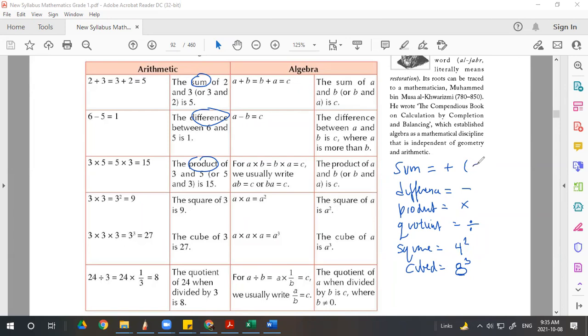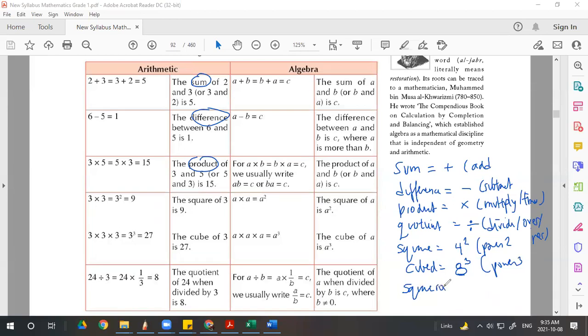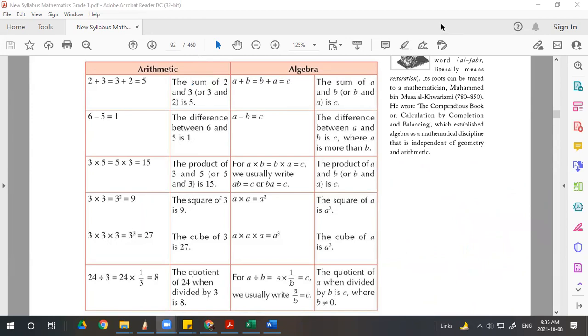Other words for sum will be add, subtract, multiply, times, right? Multiply, times, you know it already. Divide, over, per. Square, power 2, power 3. How about square root? Square root is square root, akar, or radicals. You can see later on in the recording. I want to skip this.